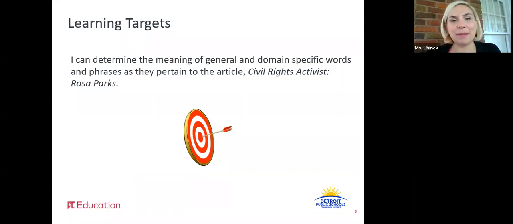I can determine the meaning of general and domain-specific words and phrases as they pertain to the article, Civil rights activist Rosa Parks. Now, we've been doing the same learning target over the past several weeks, and we've been really thinking about what close reading strategies help us find the meaning of unknown words and phrases. So I encourage you today to maybe find a new strategy or really hone those close reading strategies in finding the meaning of unknown words and phrases.